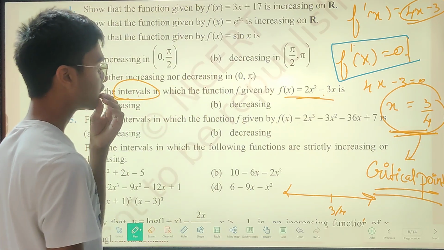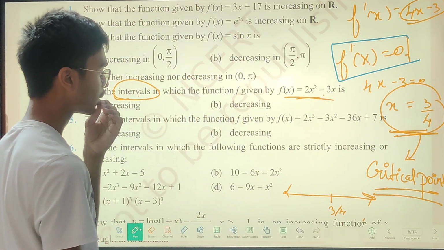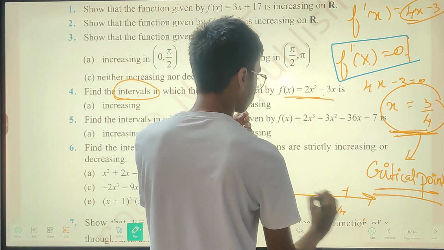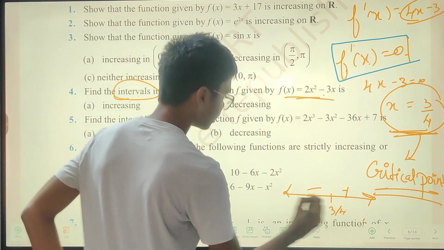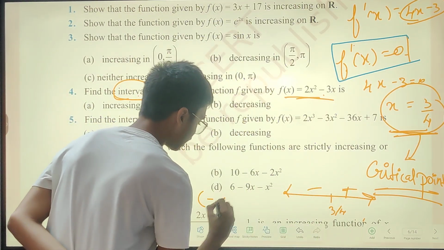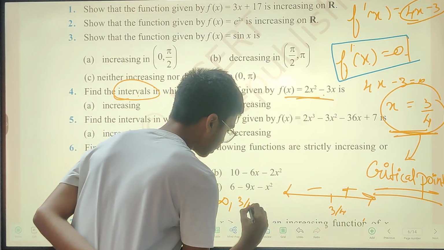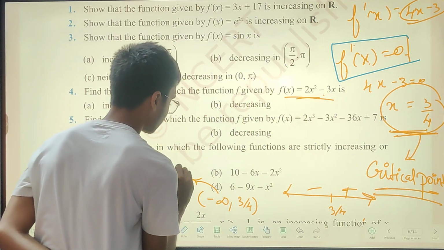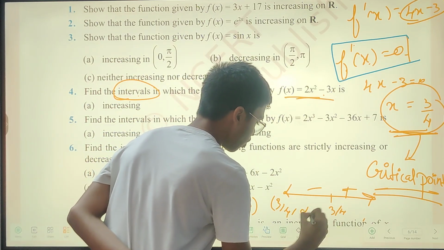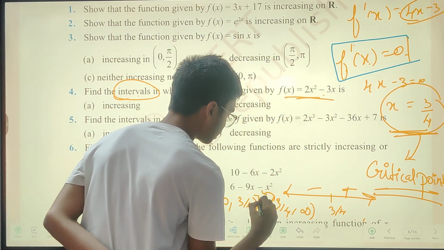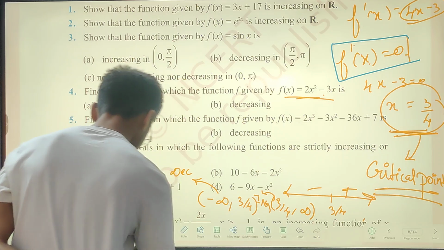So you have 3 by 4 now. X is equal to 3 by 4. So here it is going to be positive and here it is going to be negative. So negative infinity to 3 by 4, when you take that, it will be decreasing. Then 3 by 4 to positive infinity, it is increasing.